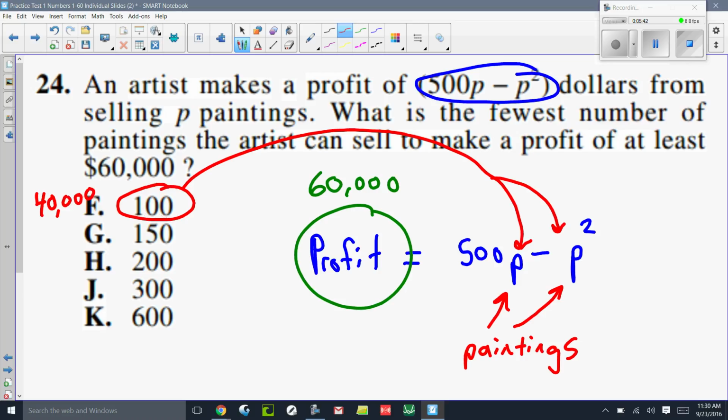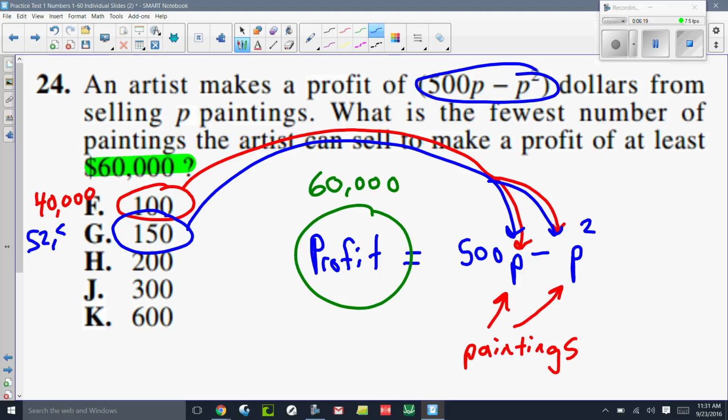Well, the question wants to know what's the least number of paintings we can sell to hit this value of $60,000. Now, in all reality, a profit of 40,000 isn't too far from 60,000, so I would continue to check with 150 paintings. So rather than plugging in 100, we're going to plug in 150 for the number of paintings and evaluate that. So we'd have 500 times 150, and then we would subtract 150 squared. And by doing so, we end up with 52,500, which is also short of this ultimate goal of 60,000.